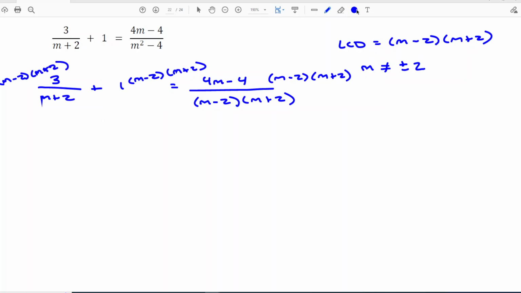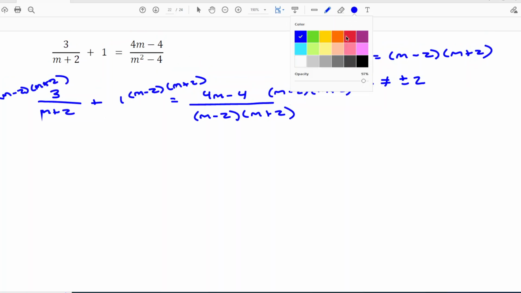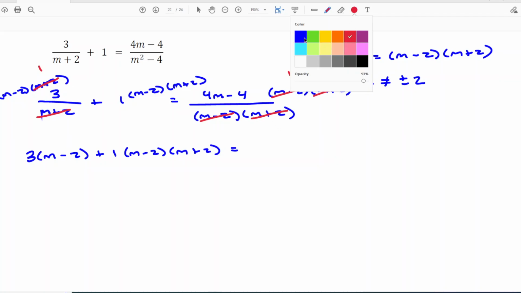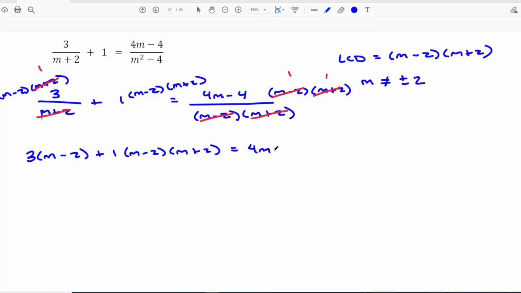Awesome. So the whole reason we do this is so that we can destroy the denominator. So m plus 2 divided by m plus 2 is 1. M minus 2 divided by m minus 2 is 1. What am I left with? Well, I'm left with 3 times the m minus 2 plus a 1 times an m minus 2 and an m plus 2. And then over here, I didn't continue scratching out. And over here, I'm left with a 4m minus 4.